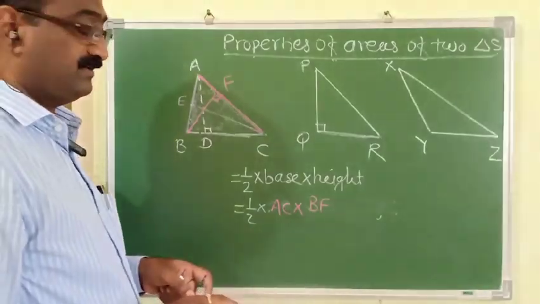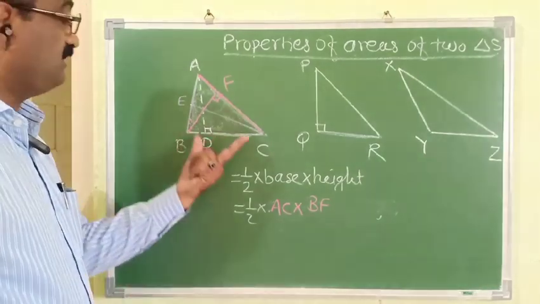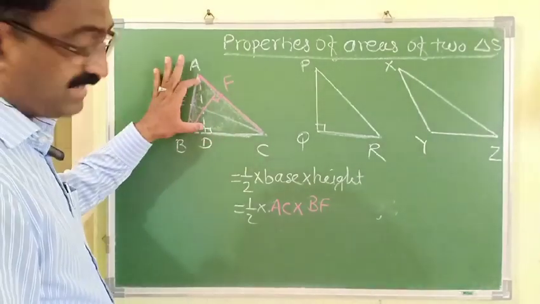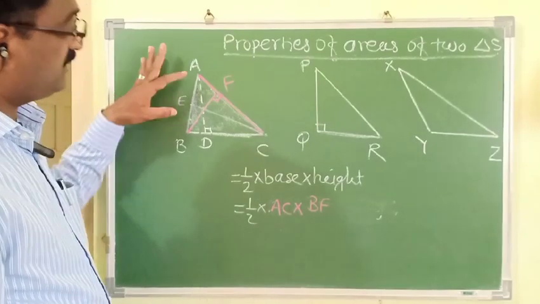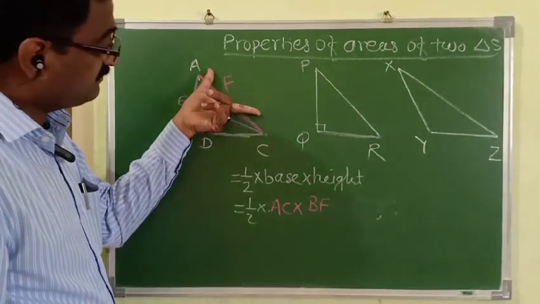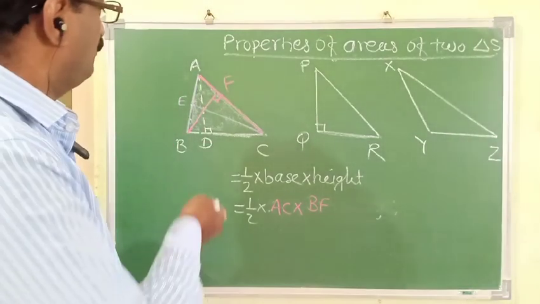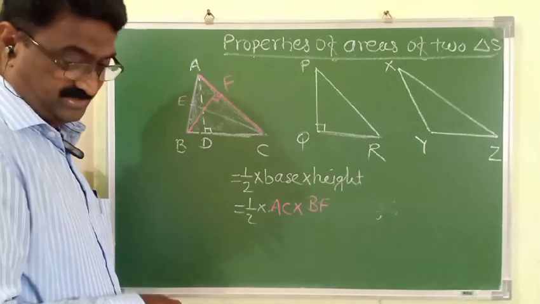So in this manner we can find the area of triangle ABC. If we take BC as the base, at that time AD is the height. If AB is the base, at that time CE is the height. If we take AC as the base, then BF is the height. So for this triangle we can find the area.